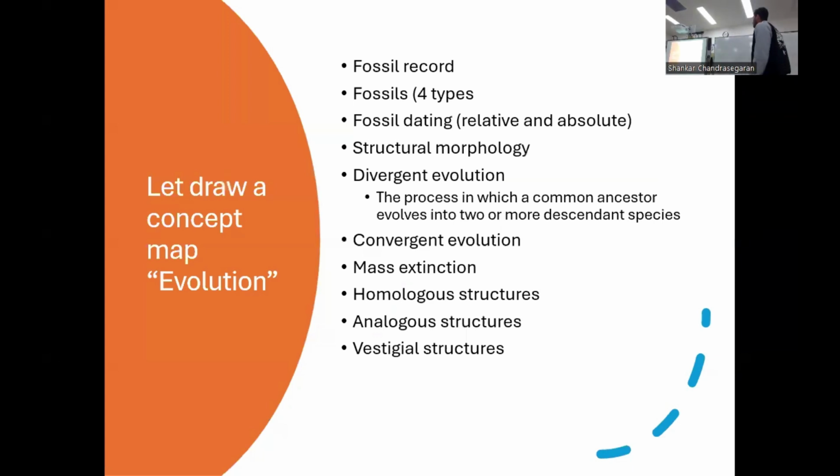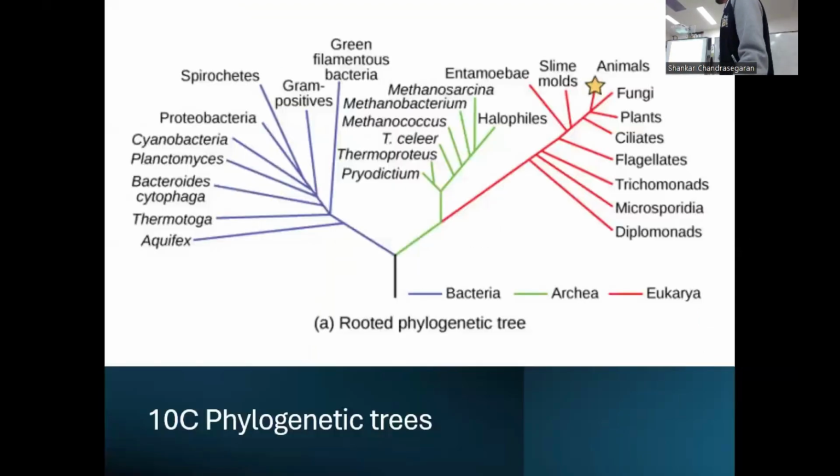All right. So far we've learned about all these different things. We're going to go very deep into divergent evolution today, and also how they relate to phylogenetic trees. We're going to be working on drawing a concept map of all this, but we're going to be doing this in tomorrow's lesson, not today. So homework for tomorrow, I guess.